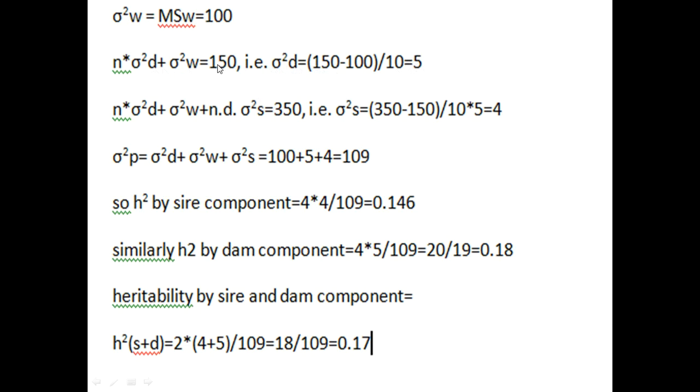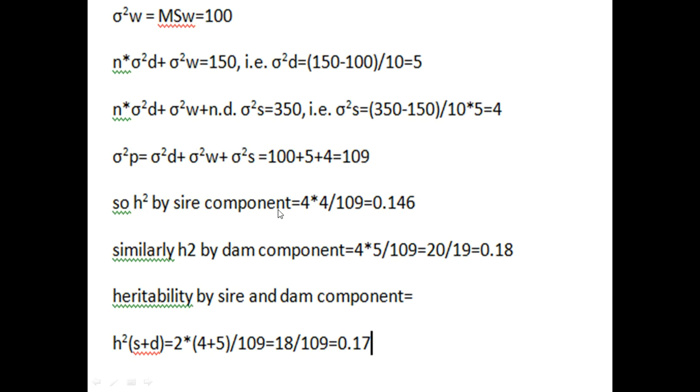Because we already know that small n is given as 10, which is equal to the number of progeny per dam. Similarly, sigma square W plus n into sigma square D plus n into D into sigma square S, it was the first one, is equal to 350. You have already seen it in ANOVA. So sigma square S is equal to, by computing and solving it, you get 4. So sigma square P will be equal to sigma square D plus sigma square W plus sigma square S, which is equal to 109. So total phenotypic variance in case of full sib analysis is dam component, within dam component and sire component, which is equal to 109.